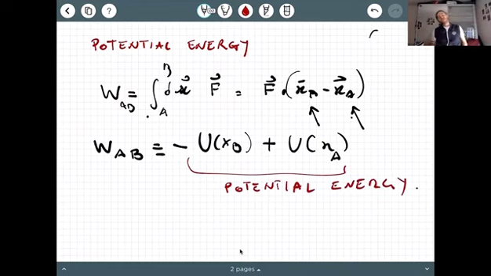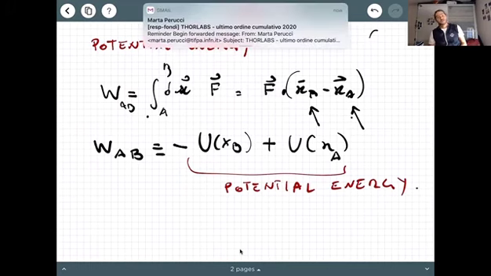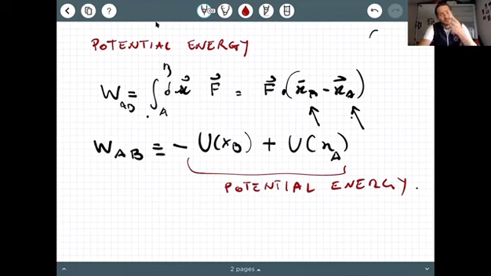So the potential energy is a concept you only introduce for particles that are subject to conservative forces only. And it has the property that it allows you to evaluate the work done by the force going from A to B without having to know the path, just knowing the position in B and the position in A. This is the definition of potential energy, if you want.